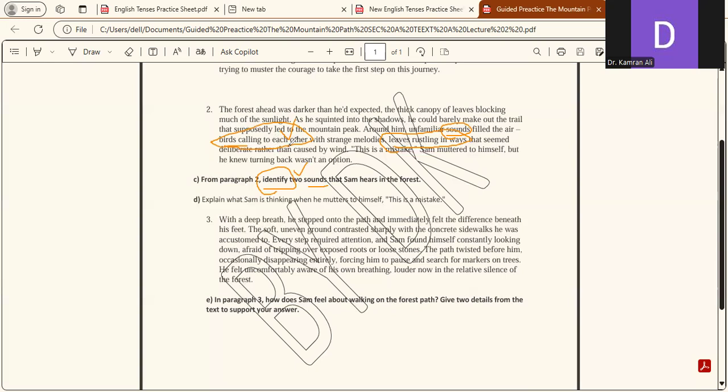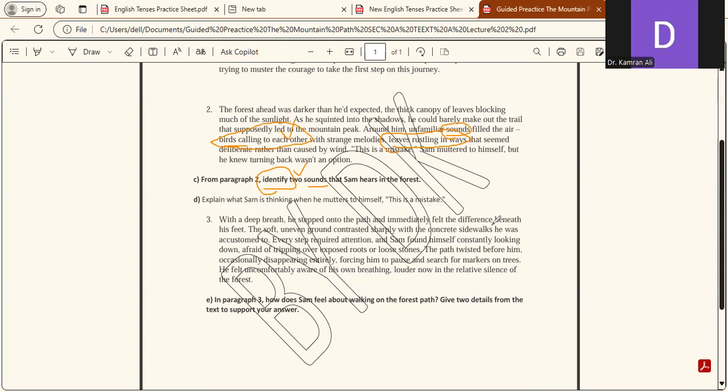Birds calling to each other, right? This is the sound, and leaves rustling in waves. This is the sound. So you just have to pick out these two things, and frame the answer yourself a little. So you can write it this way that the two sounds that Sam hears were birds calling to each other and leaves rustling in waves. That's all. Right? Instead of copying down from around till the wind.